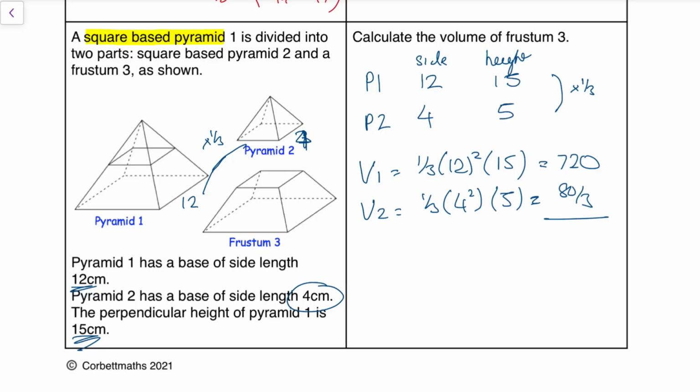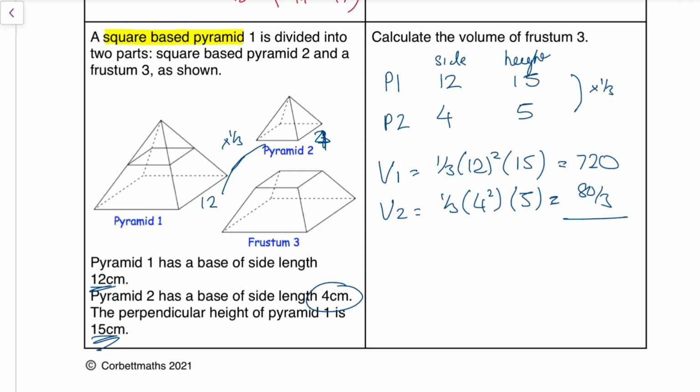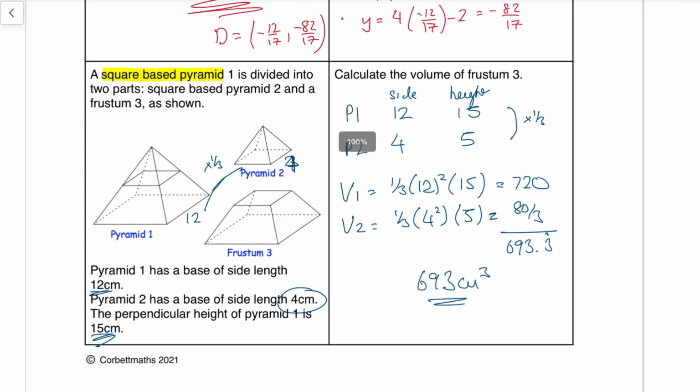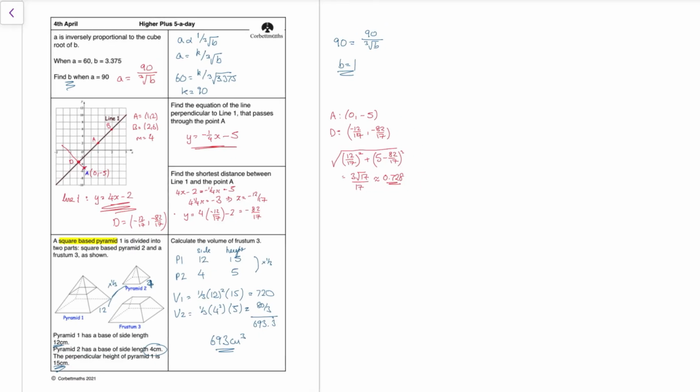And then calculator out again, take them away, and that's going to give me, read my calculator, 693.333. So 693.3 recurring, which I'm just going to call 693 centimeters cubed. Wow. Actually, that last question wasn't too bad. That middle question was tough, wasn't it? Well done if you got all those today.